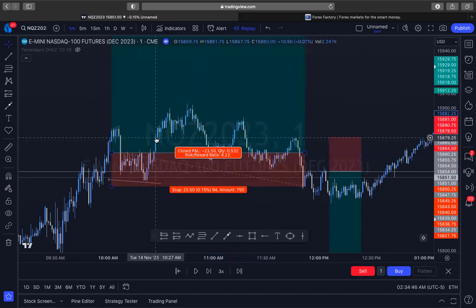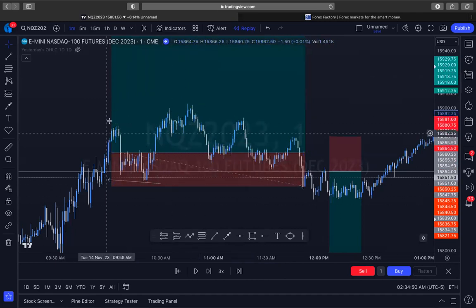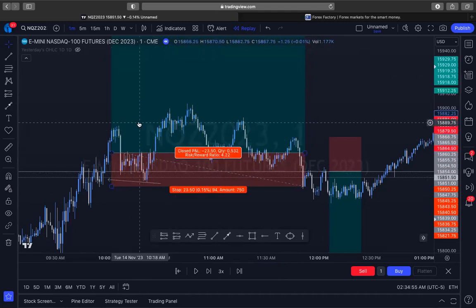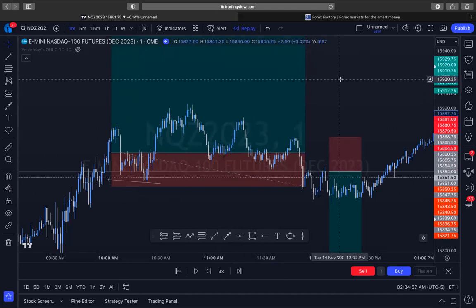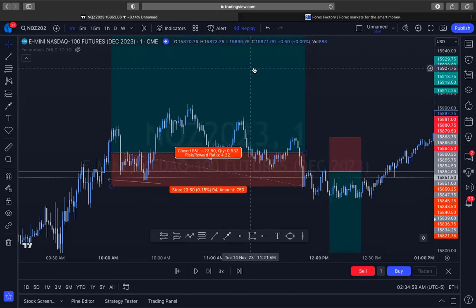So yes, we would have been in some short-term profits here. If we wanted to take a 1-to-1, it would have definitely hit take profit. But I wasn't targeting 1-to-1. I was targeting that volume imbalance, which was a really high target.